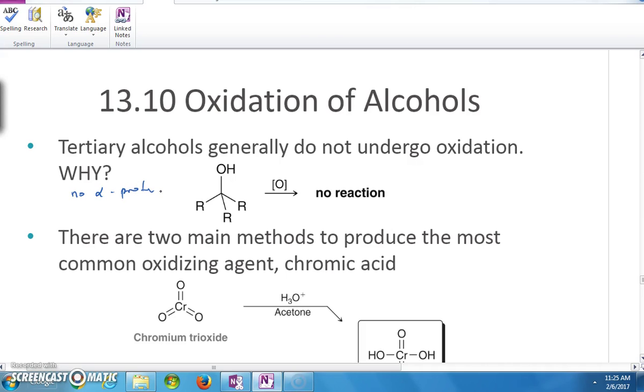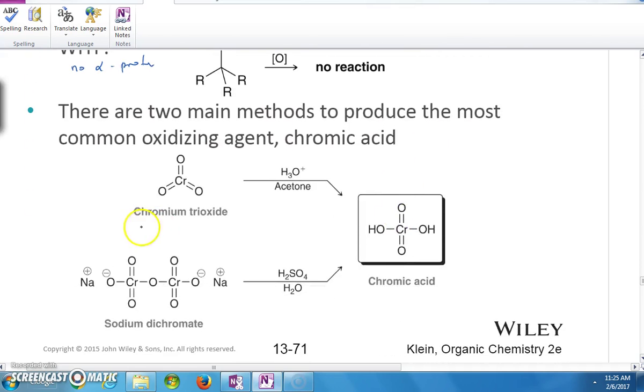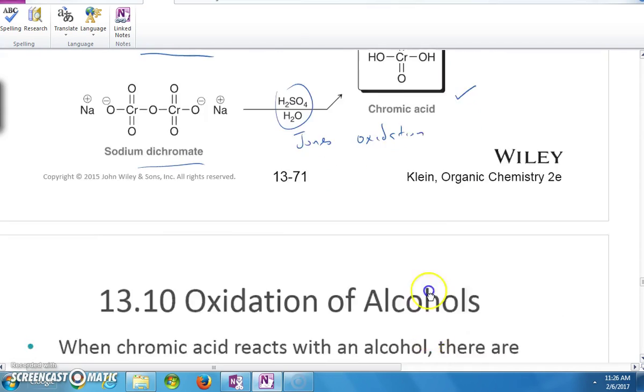The two main methods to produce the most common oxidizing agents: you can use chromium 6 oxide in the presence of acid and acetone to get chromic acid, or you can start out with sodium or potassium dichromate in the presence of sulfuric acid. This, remember, is the Jones oxidation. Don't forget that.